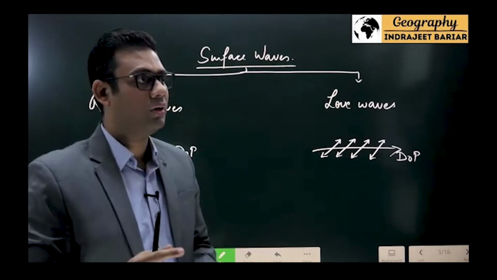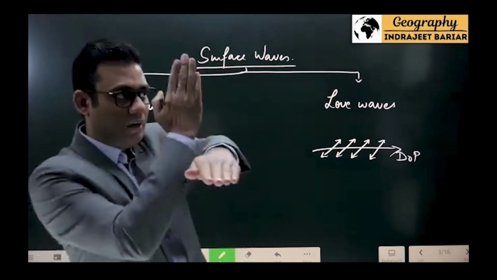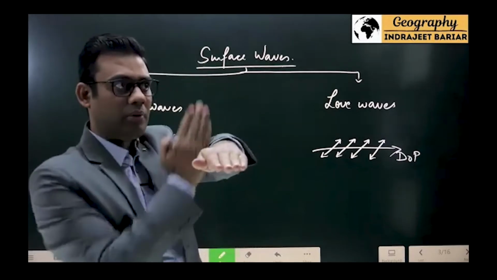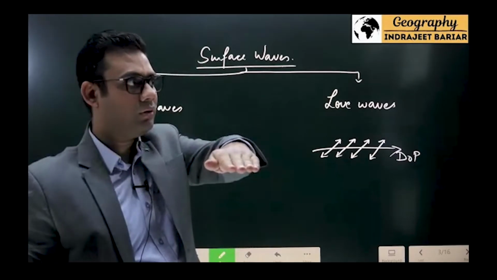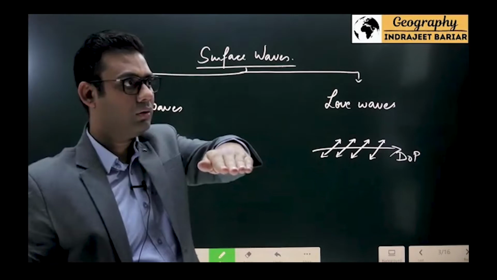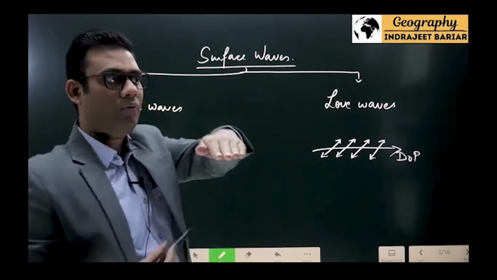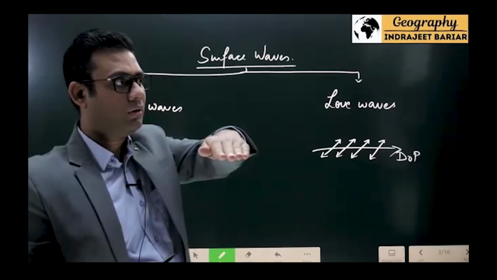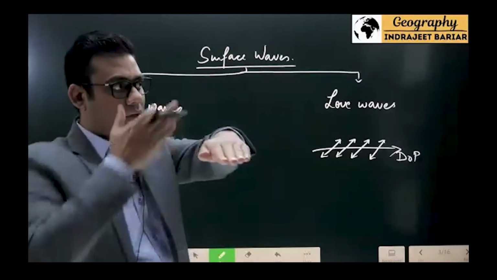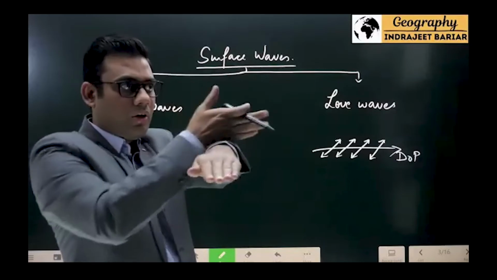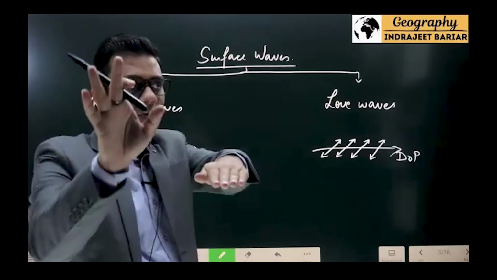S wave is up and down. Correct. S wave is up and down. Rayleigh wave, yes, around it. And Love waves, sideways. Got it, everyone? Remember it?